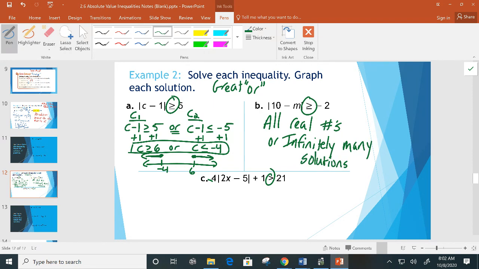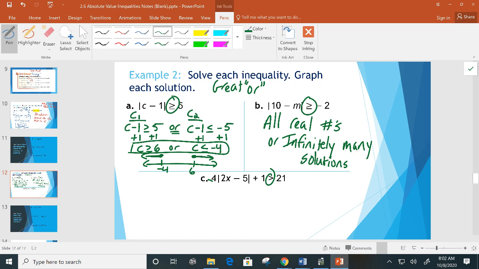Because it's one of our special cases again. So when you're dealing with absolute value inequalities and you see that there's somehow a negative involved or something like that, that's your clue like, wait, I might be in one of my special cases here. And in this case, our answer would be all real numbers, infinitely many solutions. Everything is an answer here for this one.